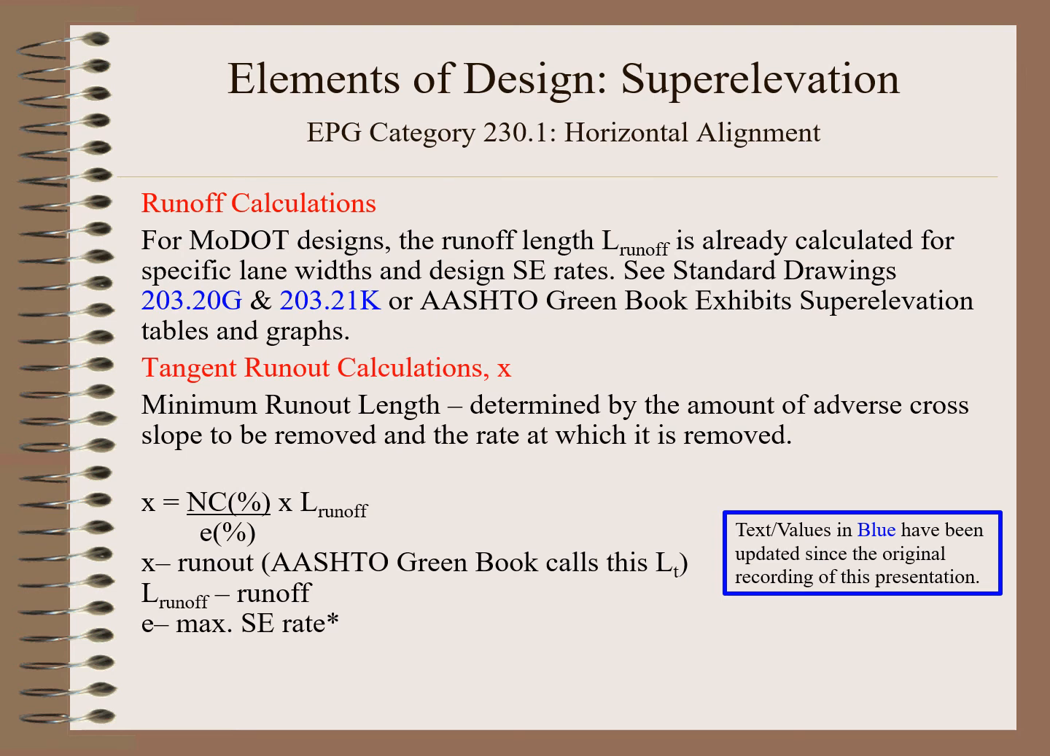The tangent runout calculations can be determined by the amount of adverse cross slope to be removed and the rate at which it is removed. So you can use the formula below to find that tangent runout length, which is the normal crown slope divided by the maximum superelevation rate for that radius of curve, times the length of runoff.